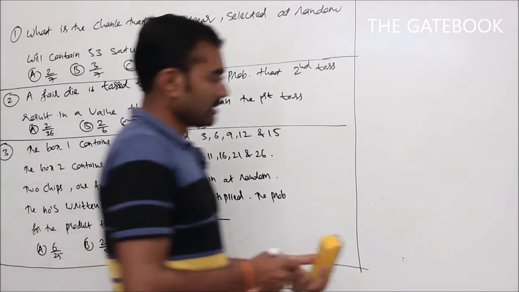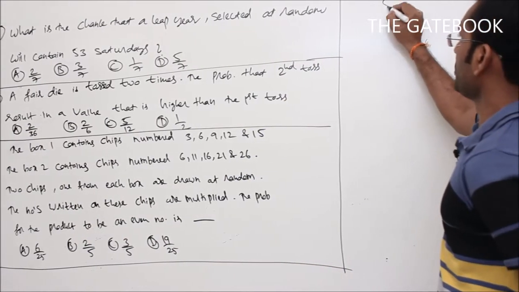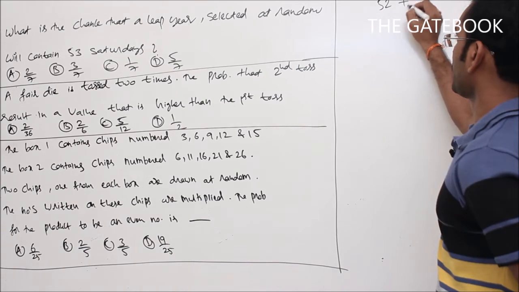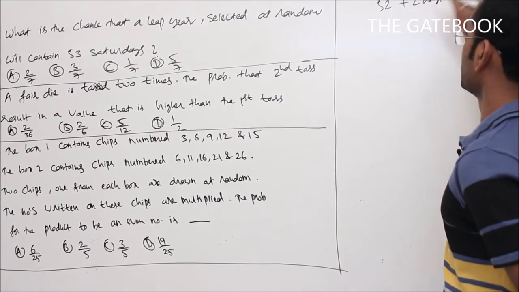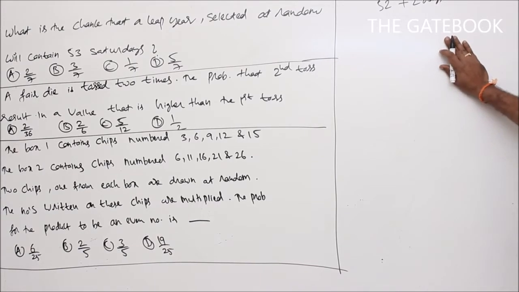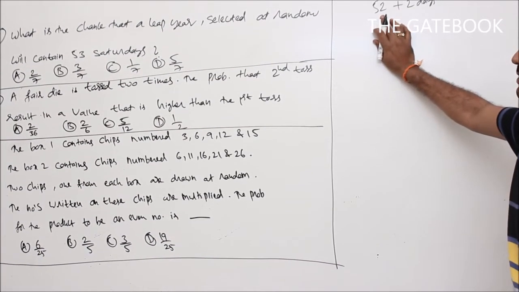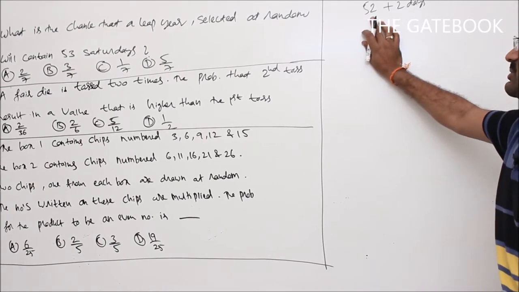See here, leap year. A leap year means we get 52 complete weeks plus 2 days extra. So in that 52 weeks we will get 52 Saturdays. We require here 53 Saturdays.